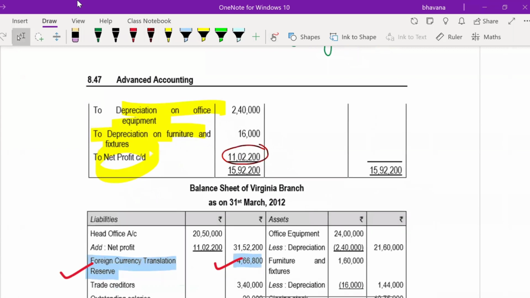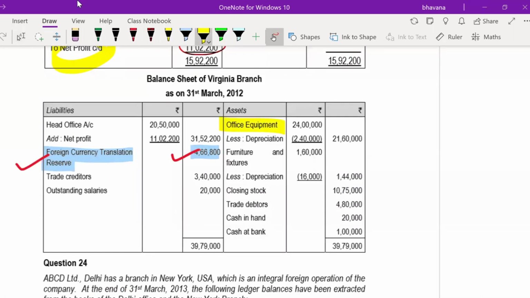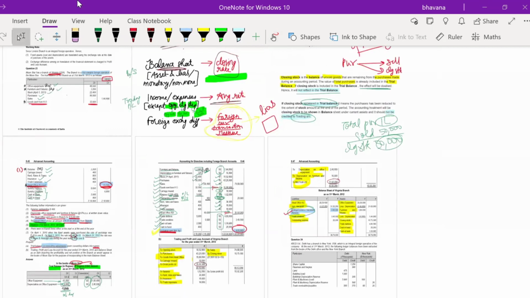After that, you will prepare your balance sheet in which you will have office equipment less depreciation, furniture and fixtures less depreciation, closing stock, trade debtors, cash in hand, cash at bank, trade creditors and outstanding salaries. The head office account you will show in the balance sheet, and whatever net profit you got from the P&L you will show that also. And finally, the foreign exchange difference that you got, you will show in foreign currency translation reserve of 4,66,800 rupees. Okay, so I hope this is clear to you all. Any doubts? So this is what is IFO and NFIO. That's it. Our session is over.